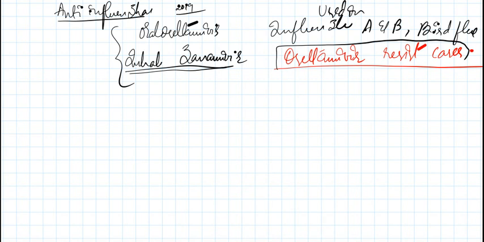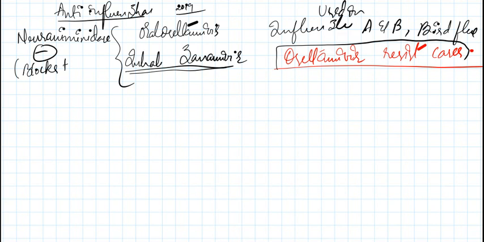Now, what is their mechanism of action? It's okay up to the uses, but what is their mechanism of action? They are neuraminidase inhibitors. They act by inhibiting the neuraminidase enzyme and block viral release. What are those? Oseltamivir and zanamivir.